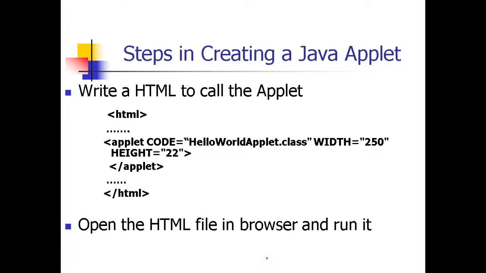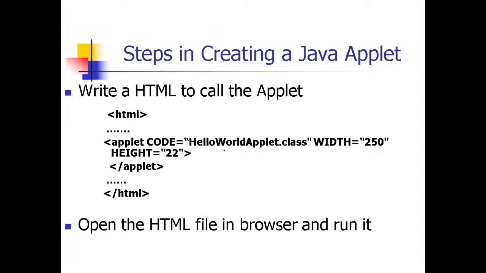So HTML code is there. We have to write HTML code to call the applet. So HTML code has been written, HTML, /HTML. Rest of the things is upon you, you want to give it or not. But we have to give the applet tag in which we have to specify the code attribute, and the code attribute will consist of the .class file name.